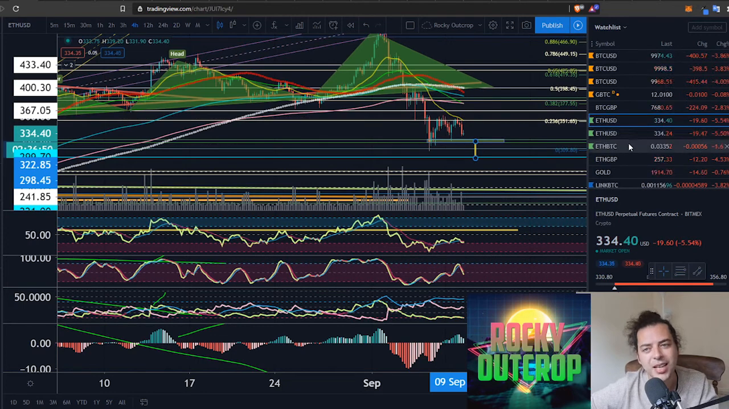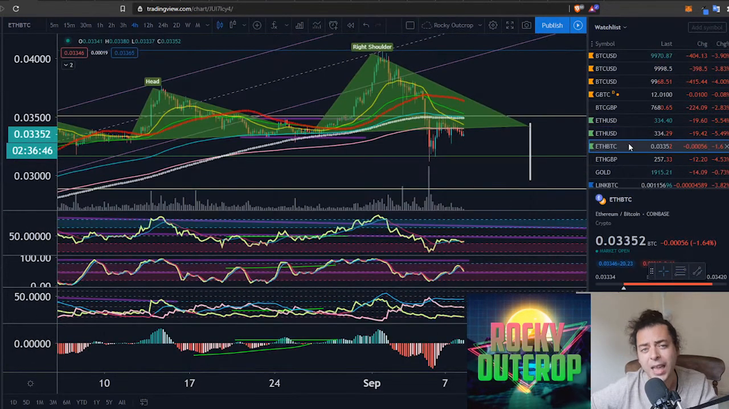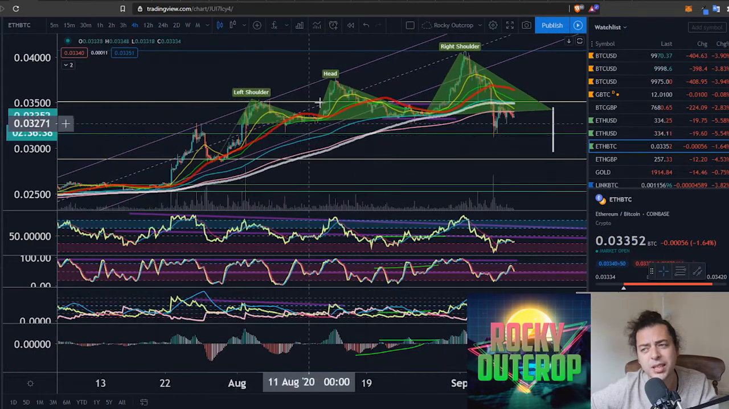Moving on then, let's take a look at Ethereum versus the Bitcoin. And here we are. Is this going to be another head and shoulders which plays out fully, or is it going to fail? When we zoom out a wee bit, you can see that I drew on this head and shoulders. Now, this is strictly speaking not perfect in terms of the patterns for head and shoulders.